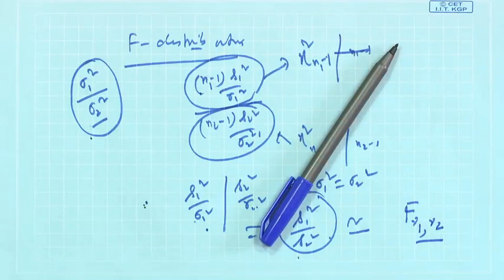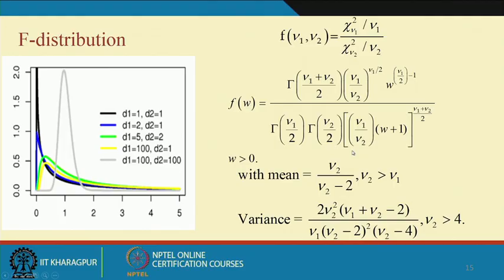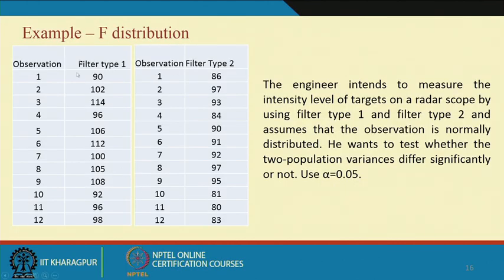Suppose you have a statistic which is the ratio of two chi square variables, each weighted by its respective degrees of freedom. The resultant statistic will follow an F distribution. The F distribution is a very complicated one in terms of its PDF, and it also depends on the degrees of freedom. If the numerator and denominator degrees of freedom change, then the F distribution's shape and size will also change. Okay.